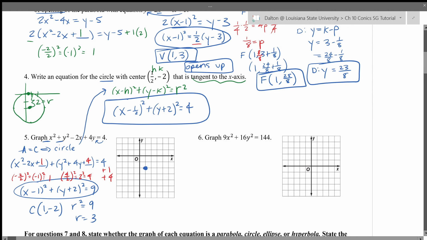And once you find that value, you'll graph 3 to the right, 3 up, left, and down. And then just do your best to sketch the curve to hit those 4 points.